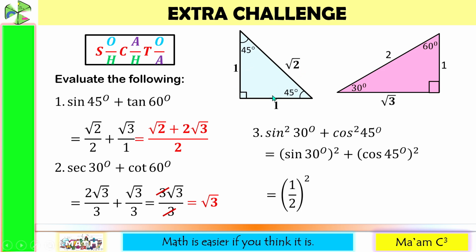So 1 over square root of 2. Rationalize that. Square root of 2 over 2. Don't forget it is squared. Square root of 2 over 2, quantity squared. 1 squared is 1, 2 squared is 4, so this is 1/4. Square root of 2 squared is 2, and then 2 squared is 4. Same denominator, 1 plus 2 is 3, so 3 over 4.